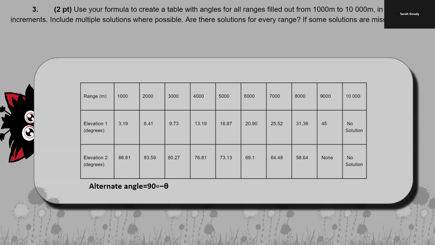Using this formula, we can plug in specific ranges and determine the elevation angle needed to reach them. You'll notice that at 9,000 meters an angle of 45 degrees has no alternate, because 90 degrees minus 45 is still 45. You'll also notice that the 10,000 meter range does not have any elevation values, because no matter the elevation, the package maxes out its range at 45 degrees and the 9,000 meter mark. And that's everything.